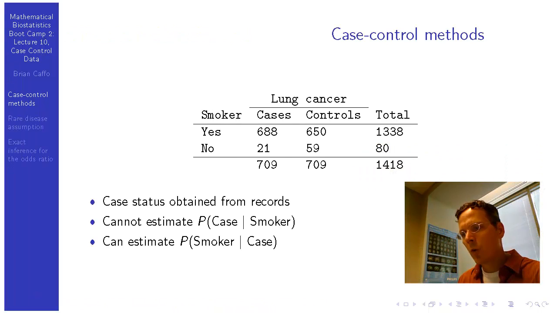Okay, so let's talk about retrospective, case reference sampling. And again, this is a deep subject. We're going to scratch the surface of it. So imagine if we wanted to study lung cancer, and here we had some cases and controls, and we ascertained whether or not they were a smoker. Now there's conceptually two ways we could collect this data.